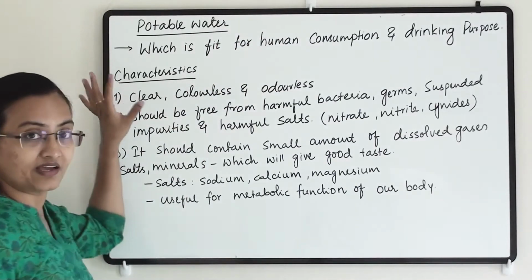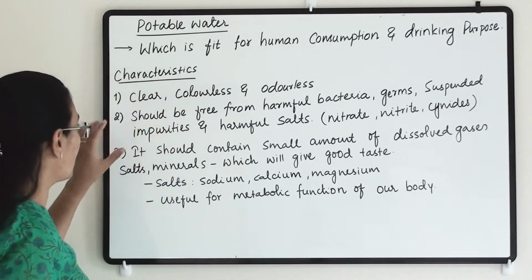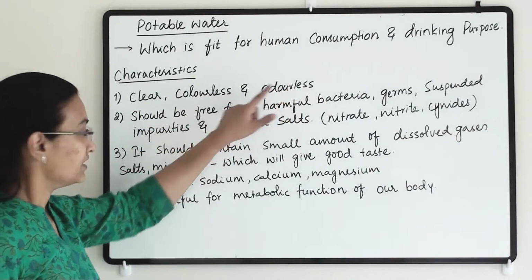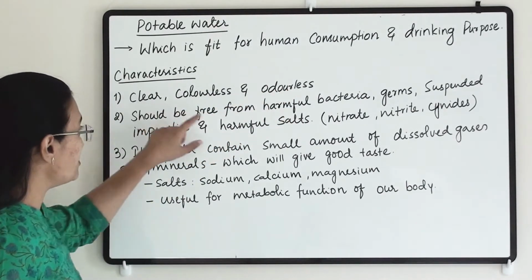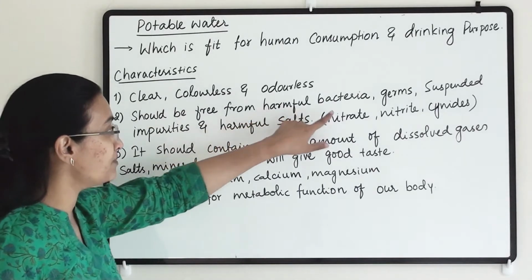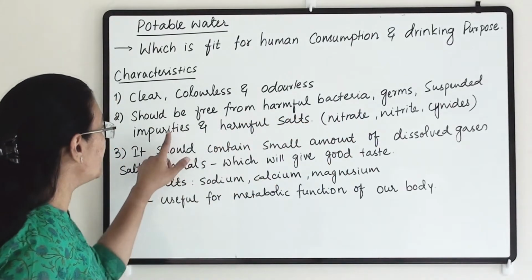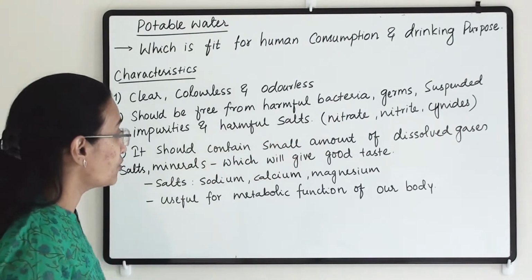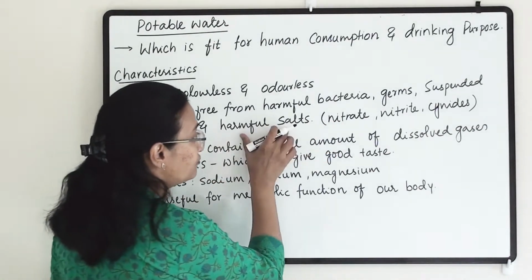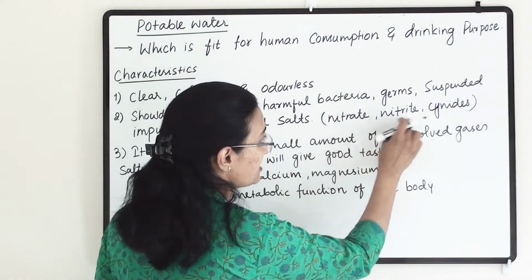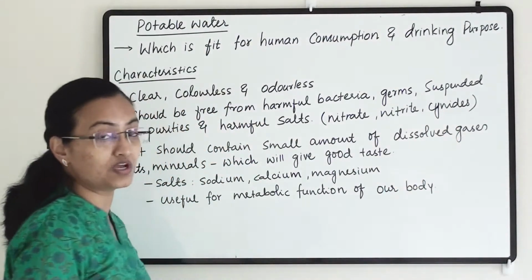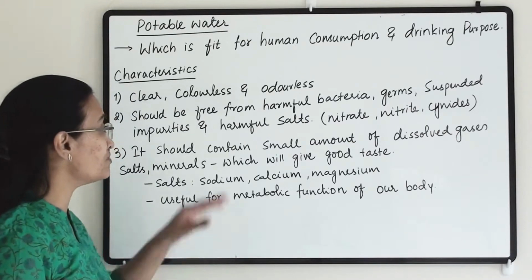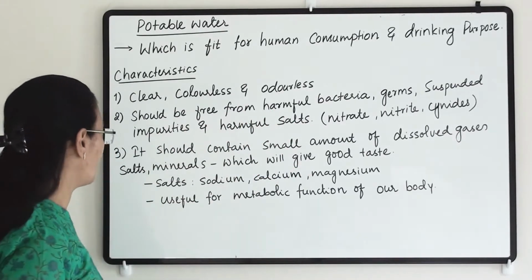Now what are the characteristics and qualities of potable water? First, it should be clear, colorless and odorless. Second, it should be free from harmful bacteria, germs, suspended impurities and harmful salts. Which salts are harmful for us? Nitrates, nitrites, cyanides and ureas. These types of salts are harmful for our consumption, so water should be free from them.